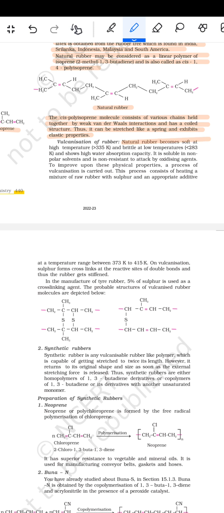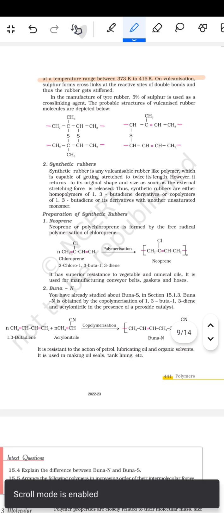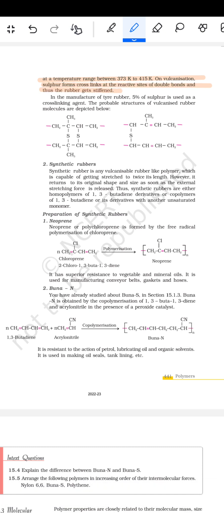The natural rubber becomes soft at high temperature greater than 335 Kelvin and brittle at low temperature less than 283 Kelvin, and has high water absorption capacity. It is soluble in non-polar solvents and is non-resistant to attack by oxidizing agents. To improve upon these physical properties, a process of vulcanization is carried out. This process consists of heating a mixture of raw rubber with sulfur and an appropriate additive at a temperature range between 323 Kelvin to 453 Kelvin. On vulcanization, sulfur forms cross-links at the reactive sites of double bonds and thus the rubber gets stiffened.